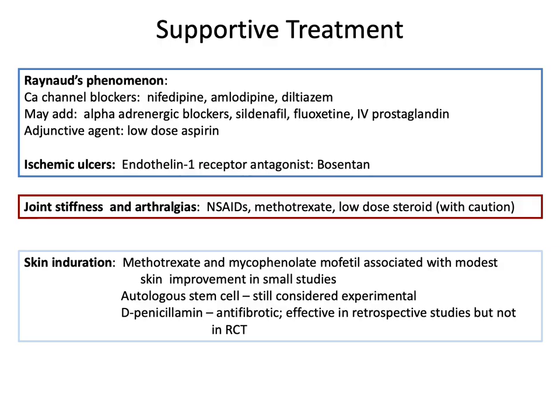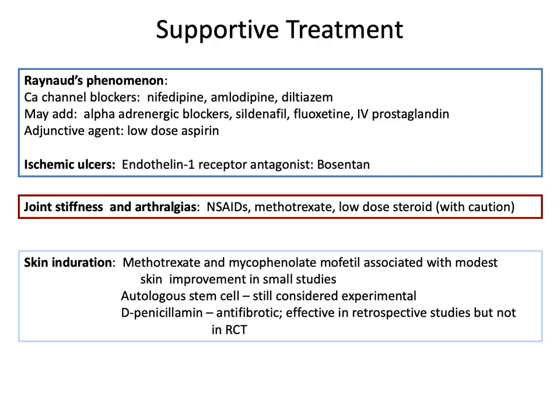So these are the following supportive treatments that we may use depending on the clinical manifestation of the patient. For Raynaud's phenomenon, we may use different calcium channel blockers, or we may add alpha-adrenergic blockers and low-dose aspirin. For ischemic ulcerations, we may start the patient with endothelin 1 receptor antagonists such as bosentan. For musculoskeletal involvement, we may give NSAIDs as a first-line therapy, or we may start the patient with methotrexate or use low-dose steroids but with caution.